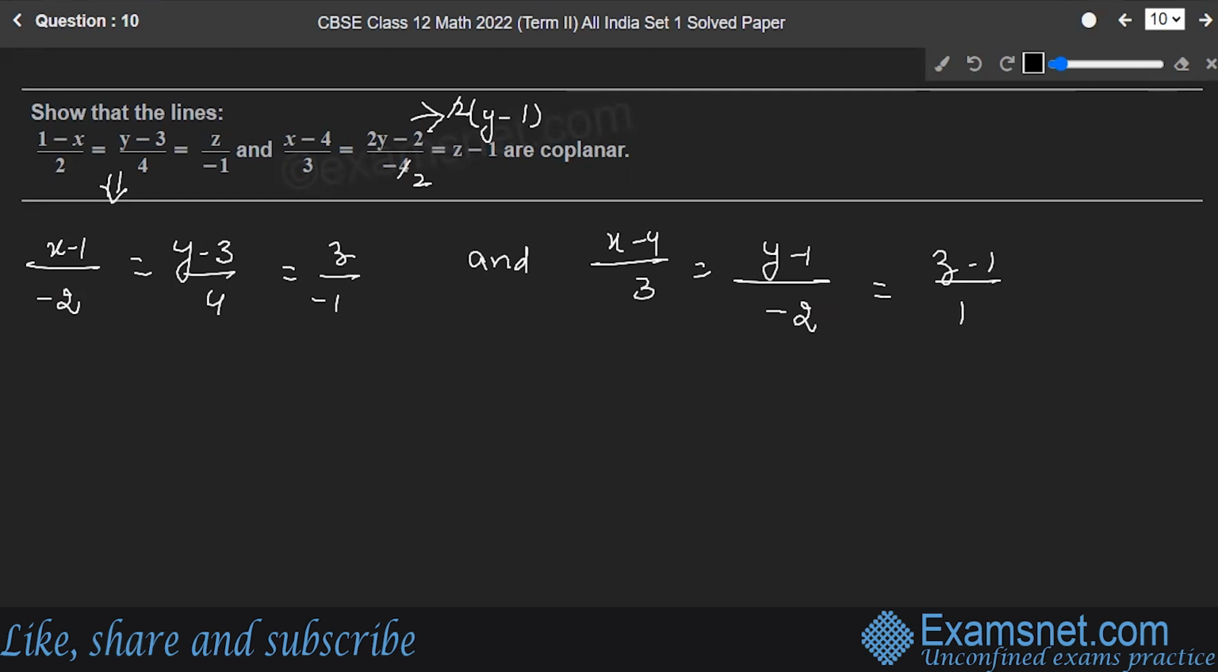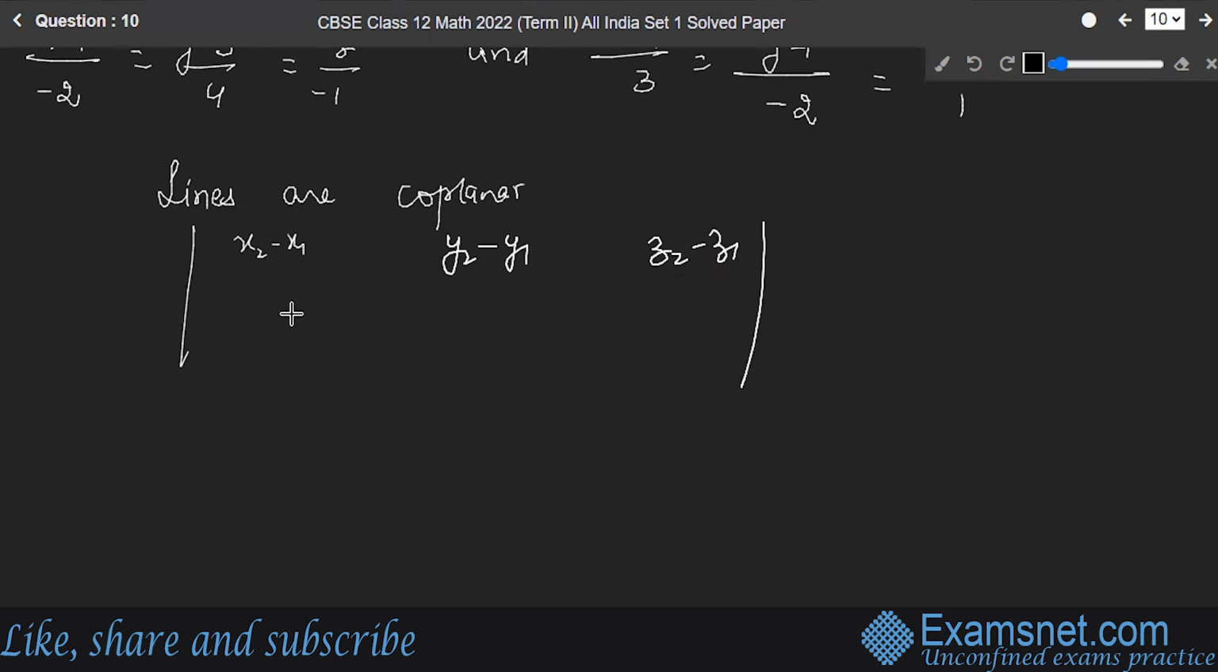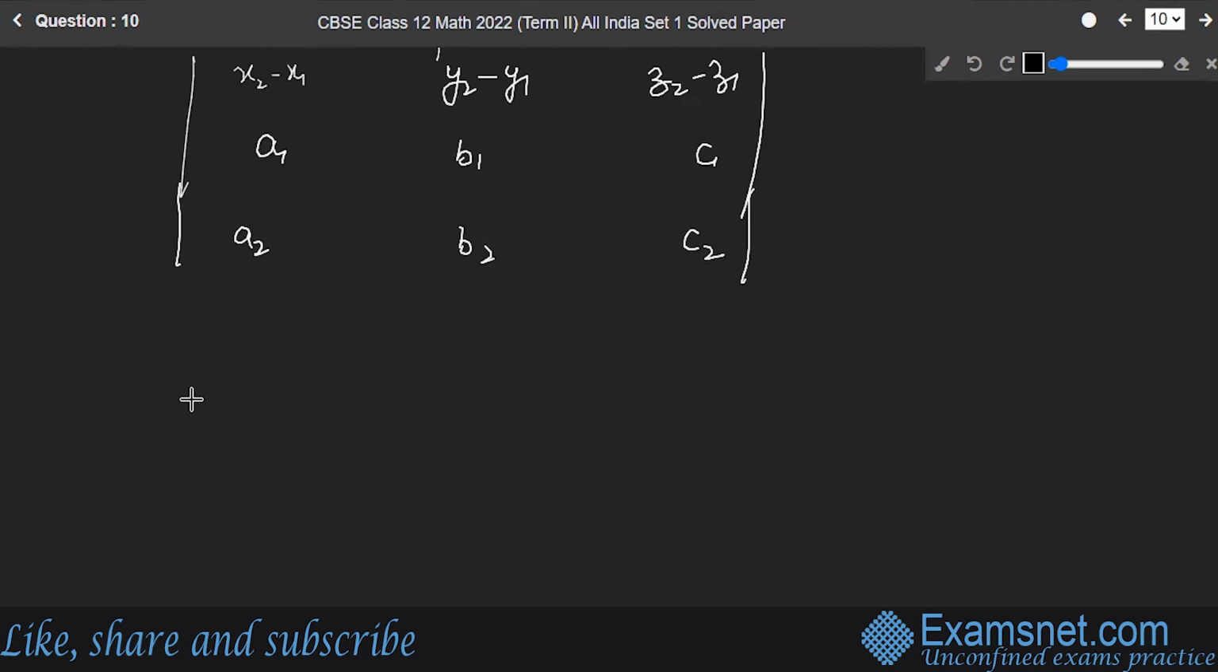Right. Now, if the general lines are coplanar, then the general matrix form is: x2 minus x1, y2 minus y1, z2 minus z1, then a1, b1, c1, a2, b2, c2. Where this is a1, b1, c1, this is a2, b2, and c2. Correct. Let's go for that.